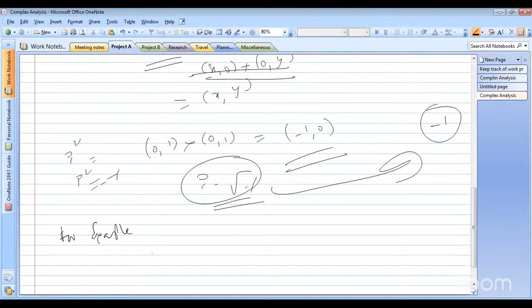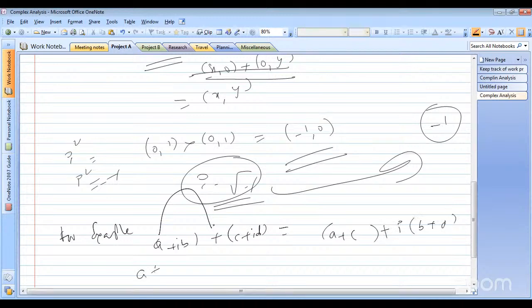for example, a plus ib and c plus id. Both are two different values here. Then we take the real parts and separate them: a plus c, where a and c are the real parts, and i is the imaginary part of both of them, b plus d. So we are writing a plus ib into c plus id. In the multiplication, I am taking ac minus bd plus i into (ad plus bc).